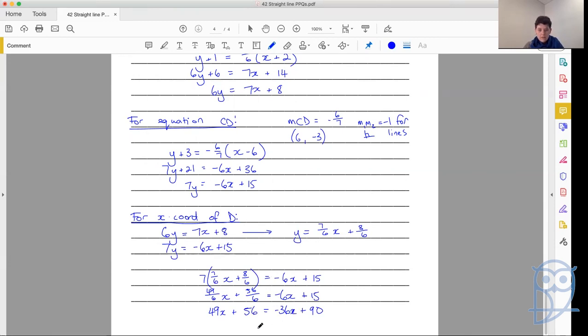Rearranging, sorting them all out, we would have then 85x equals 34. And then x equals 2 over 5. So just so that's a little bit more clear, x equals 2 over 5 is our final answer. Just the x coordinate of D.